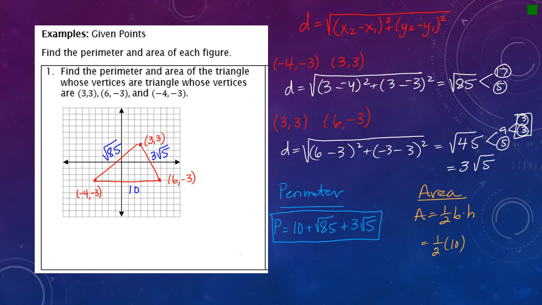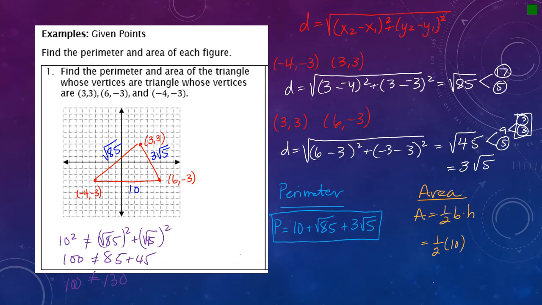My C value would be 10, so this would be 10 squared, and then the square root of 85 squared, plus, I'm going to leave it as the square root of 45 squared for now, just because it'll make my life a little easier. So you can see that 85 plus 45, which is 130, is not equal to 100. So this is not a right triangle.